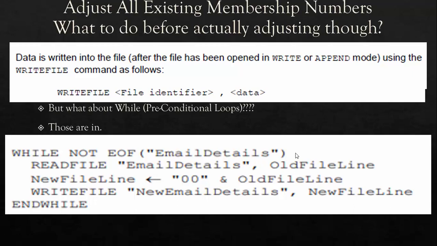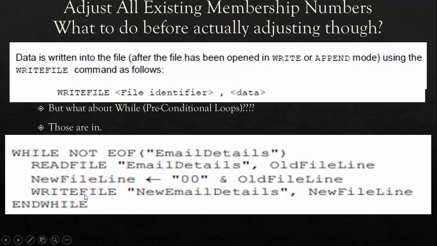Okay, we're not at the end. What do we want to do? Well, we want to read that file. Okay, what's the file identifier? We want to read the file email details. Okay, we're reading it. Where are we going to store it? We're going to store that into our variable old file line. Now what we need to do is add 2 zeros in front of it now that we have the membership number. So our new file line, we're going to store in that 0, 0, and we're going to concatenate it with the string old file line, which we have. So if the number was 1, 2, 3, 4, we've stored 1, 2, 3, 4 in old file line. The new file line is going to be 0, 0, concatenated with 1, 2, 3, 4, becoming 0, 0, 1, 2, 3, 4.